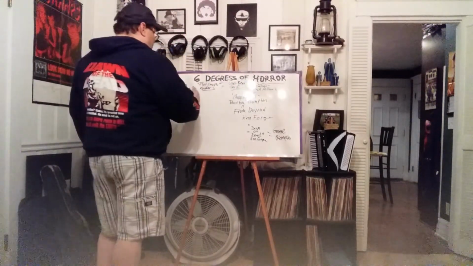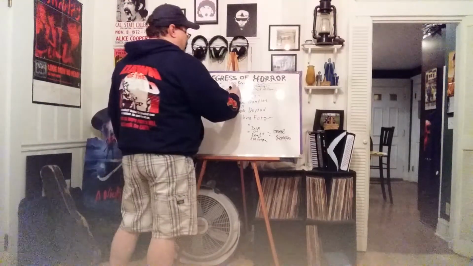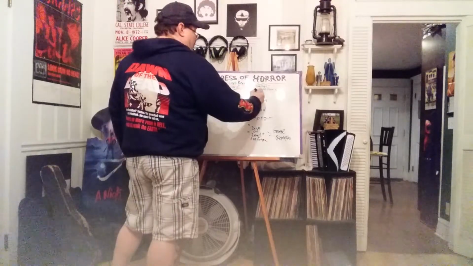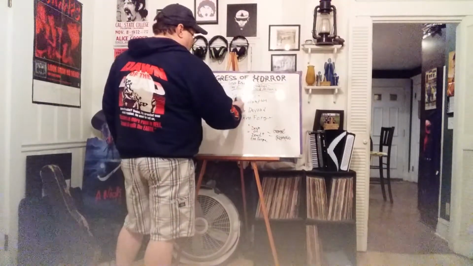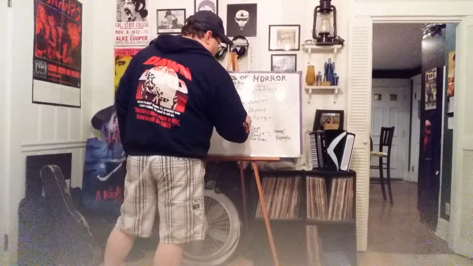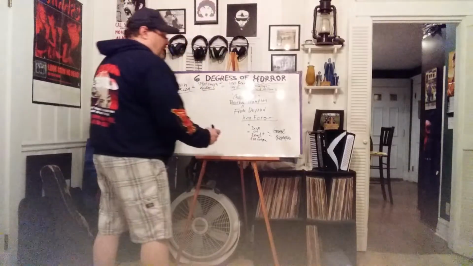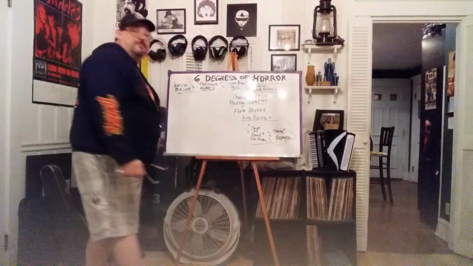Well, here: Kevin Bacon in Flatliners with Kiefer Sutherland. Kiefer Sutherland in Lost Boys with Corey Feldman. Corey Feldman in Gremlins with Dick Miller. Dick Miller in Chopping Mall with Barbara Crampton. Barbara Crampton in From Beyond with Ken Foree. And Ken Foree in Dawn of the Dead with George Romero.